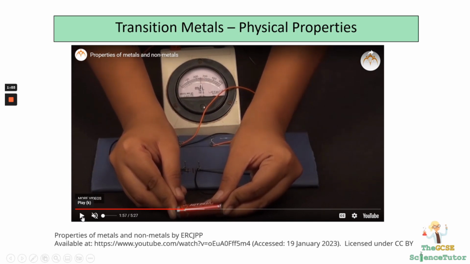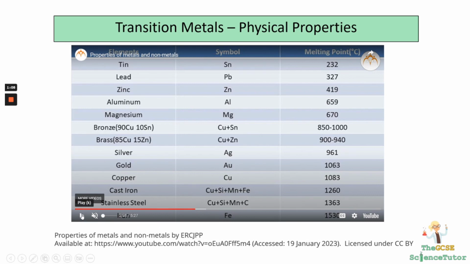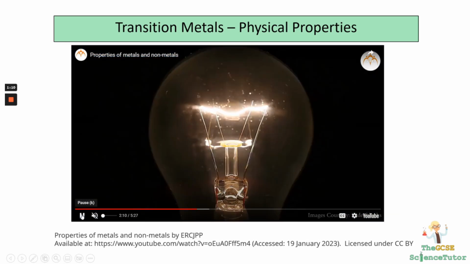They have very, very high melting and boiling points, as can be seen here. For example, bronze has a melting point of up to 1000, gold 1063. Tungsten, which is found in filament lamps, has the highest melting point of 3,422 degrees Celsius.